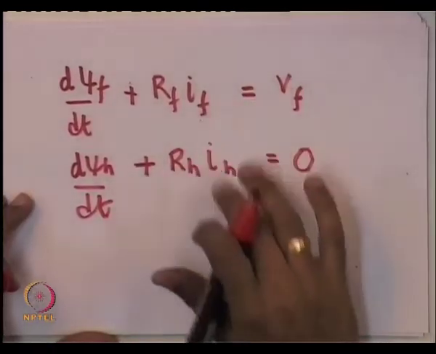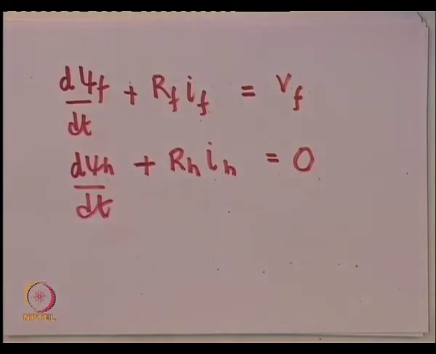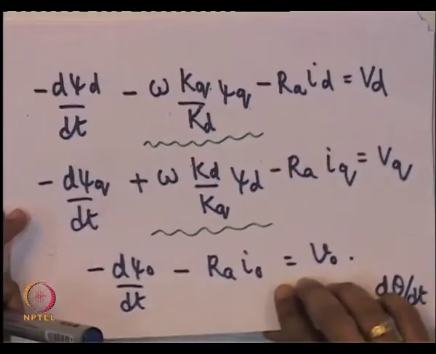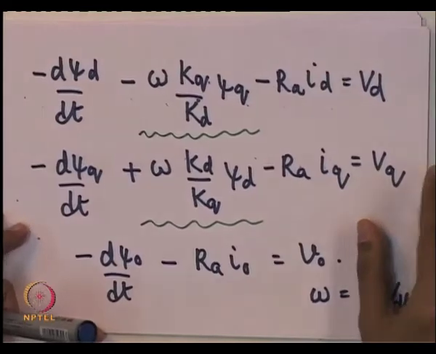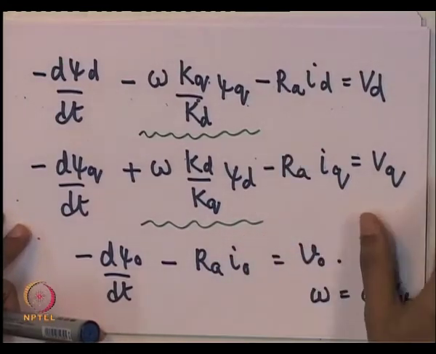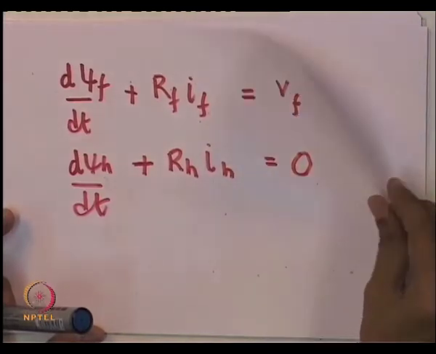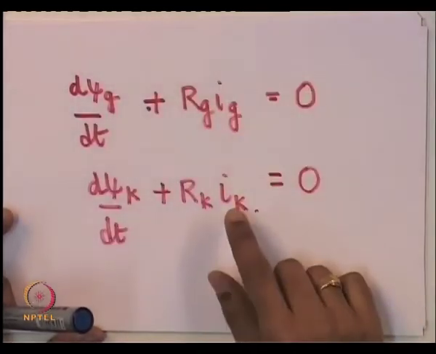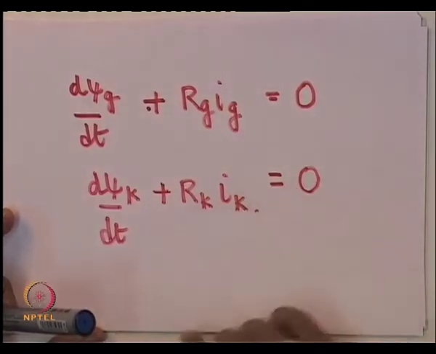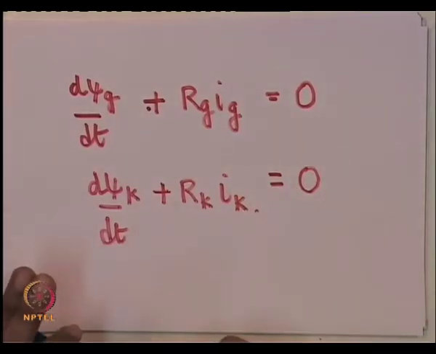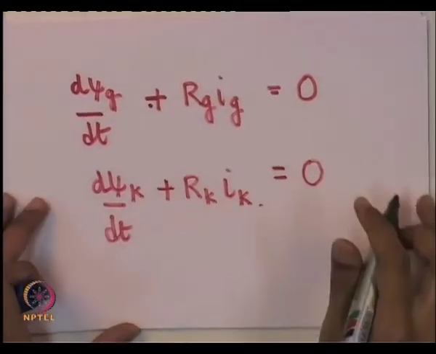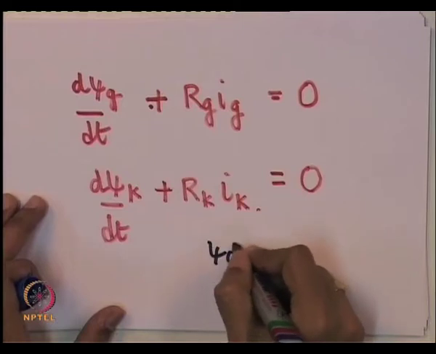So, just remember these are the remaining equations. In fact, if you know the flux and current relationships and these equations relating to the EMFs, the rotor flux equations in the D axis and in the Q axis, we in fact have got the complete flux description. Okay.